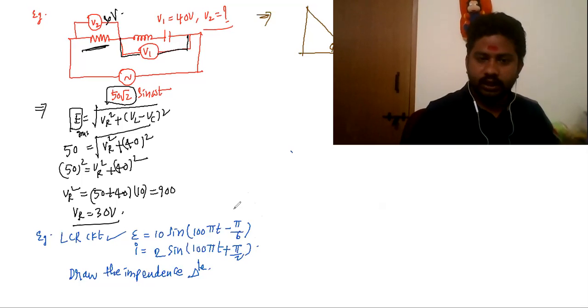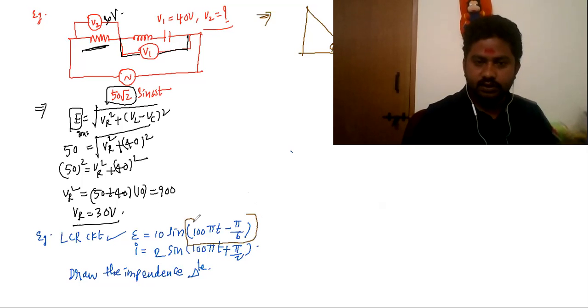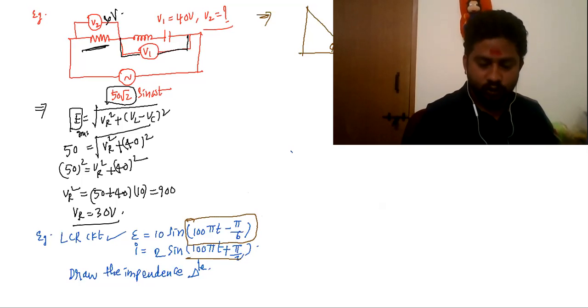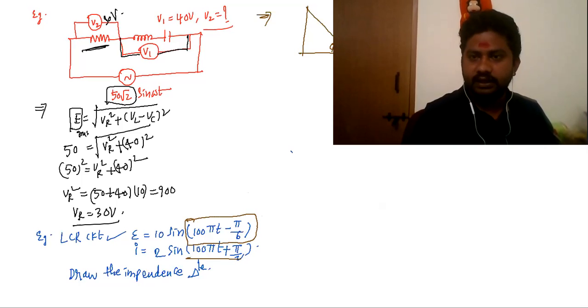So here what can I write? This is called the phasor. This is called the phase and this is called the phase. Phase difference is this phase minus this phase. So many times I have told you, phase difference is equal to phase of E minus phase of I. So what is the phase of E here?